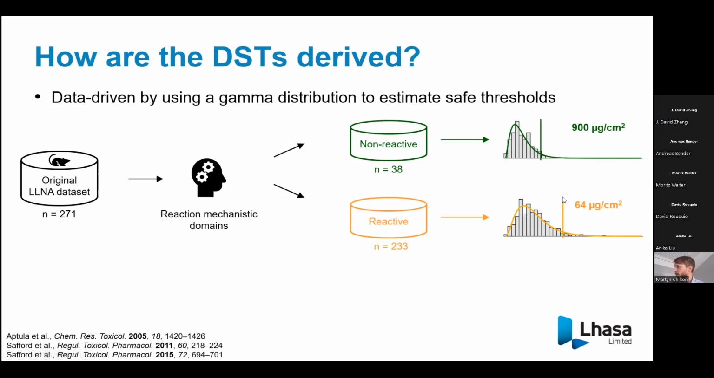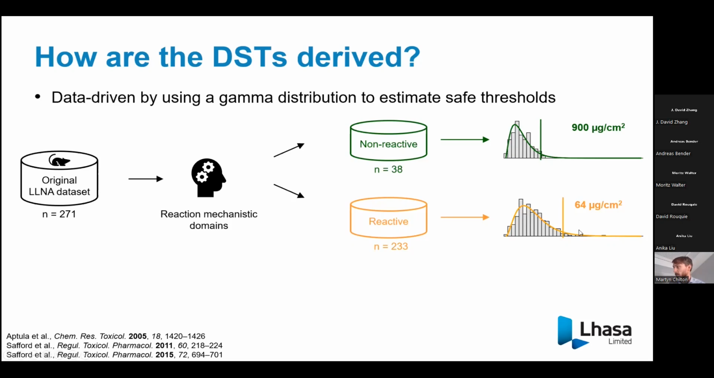So these are the thresholds that are in the public domain. If you've got a non-reactive chemical, your threshold is higher, 900 micrograms per centimeter squared. And if you've got a reactive chemical, you've got a lower threshold of 64. So what that means is if you're doing a risk assessment for a chemical which you are concerned about for sensitization, you can compare the exposure, or you can use these in an exposure-led risk assessment. And if the exposure is below the DST, then you might be able to waive a need to do further testing.